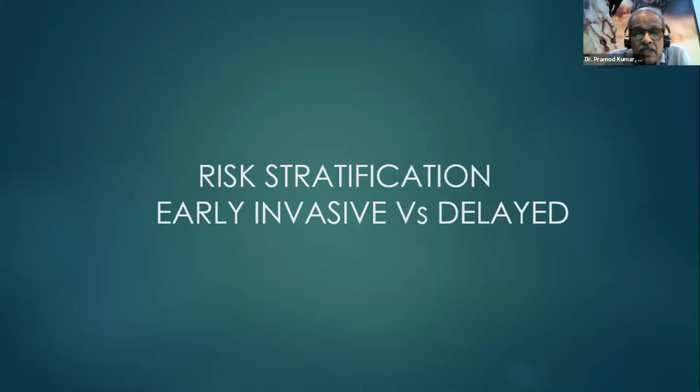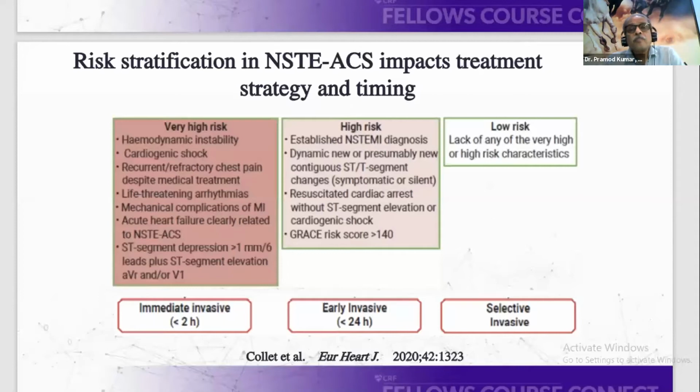Next, we go to risk stratification, and associated with risk stratification is whether a patient requires an early invasive or delayed invasive investigation. So risk stratification is now done into 3 groups: very high risk group, high risk group, and low risk group. The very high risk group, as you can see, are hemodynamically unstable, in cardiogenic shock, with recurrent refractory chest pain despite medical treatment, life-threatening arrhythmias, mechanical complication, acute heart failure, and ST depression more than 1 millimeter in 6 leads, or ST elevation in aVR and V1.